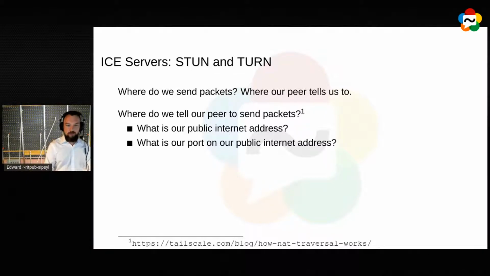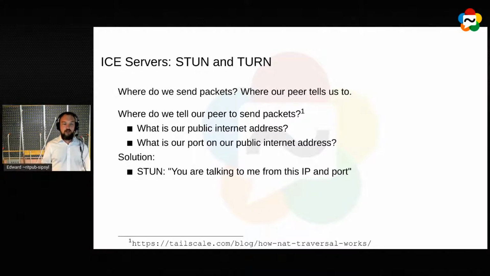But there's not an easy way without some external coordination for me to discover what that is. So the solution that WebRTC and other systems that use ICE go for is, first of all, something called a STUN server. STUN stands for Session Traversal Utilities for NAT. And it's very simple. You send a STUN server a UDP packet in a certain format. It sends you one back where the body of the packet essentially consists of, "you are talking to me from this IP and port." So this is sort of a programmatic version of going to DuckDuckGo, typing in "what's my IP" and getting that back, except you also discover your port as well.